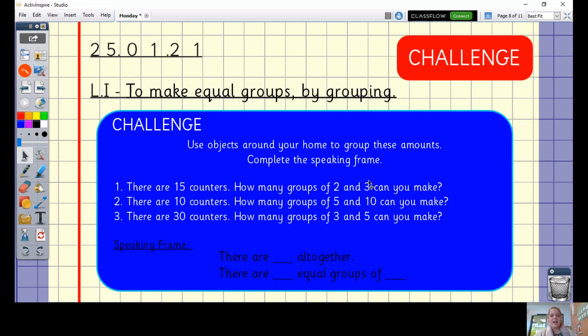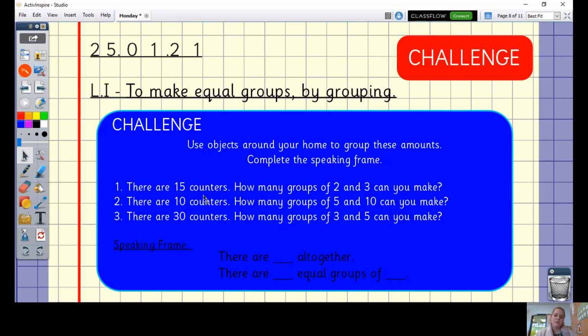And then number 2, there are 10 counters. How many groups of 5 and 10 can you make? So have a go at grouping them in 5s first of all, and then grouping it in groups of 10. And then finally, there are 30 counters. How many groups of 3 and 5 can you make?